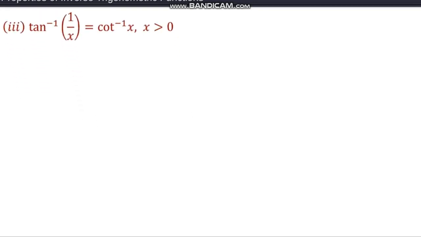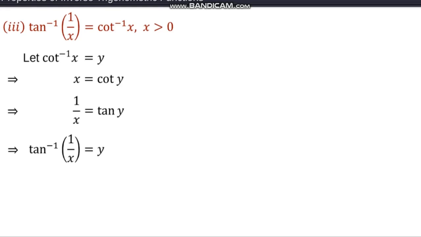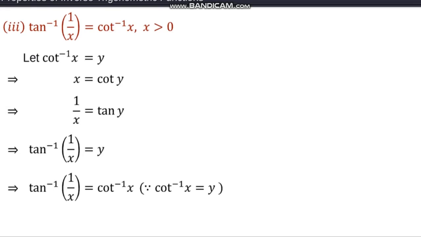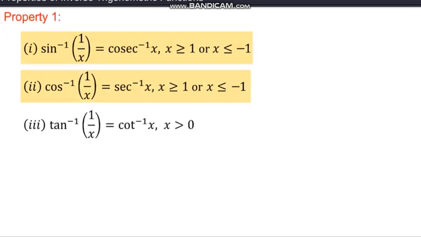Now, let us prove that tan inverse of 1/x is equal to cot inverse of x. Denote cot inverse x by y, which implies that x is equal to cot y, or 1/x is equal to tan y. This further implies that y is equal to tan inverse of 1/x. Finally, substituting the value of y proves the result. Similarly, the remaining two properties can also be proved.